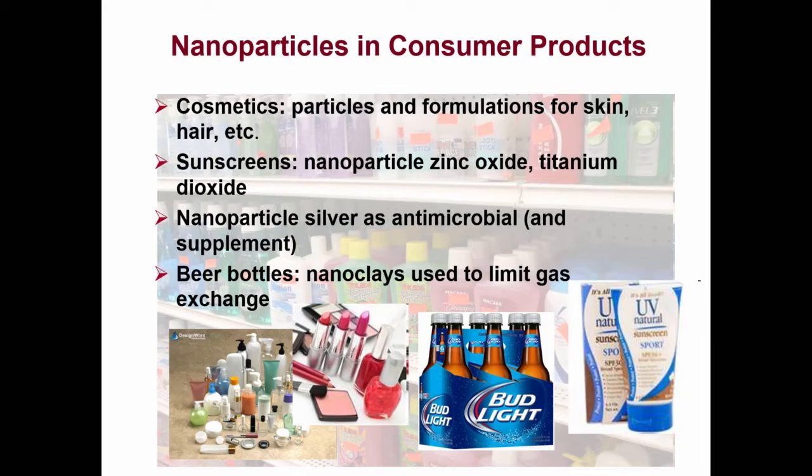Nanoparticles are commonly found in many consumer products. As I mentioned, particles are found in cosmetics and personal care items, things for skin and hair formulations. Sunscreens oftentimes use nanoparticle zinc oxide or another ceramic called titanium dioxide. These help to scatter off ultraviolet radiation and protect our skin from sunburn. Nanoparticle silver is commonly used as an antimicrobial in wound dressings and sometimes as a supplement even.